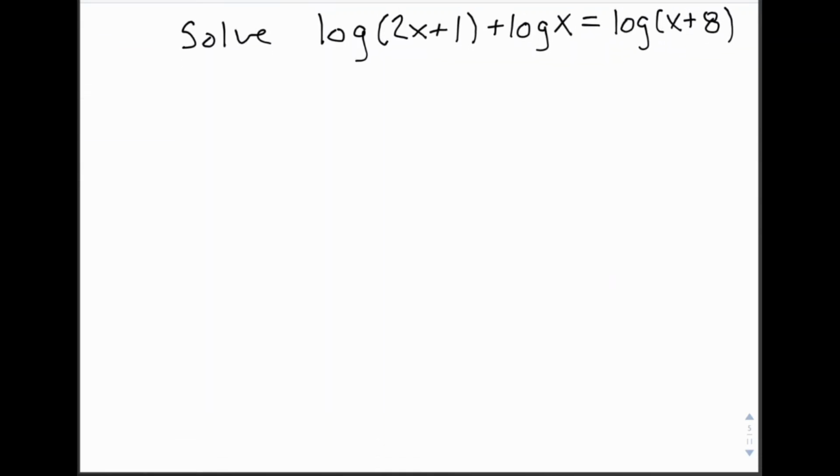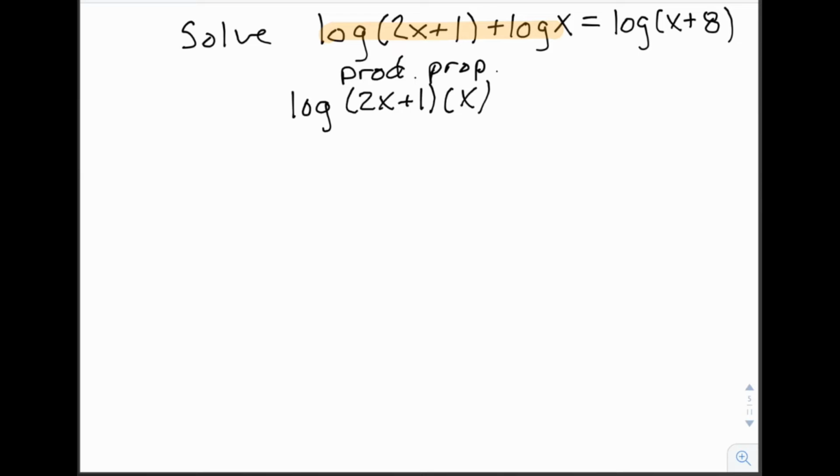We have log of 2x plus 1, and then finally plus log x, equal to log x plus 8. So the first thing we notice is that we have a plus here and we have our logs. So let's go ahead and try to use our product property to create something more useful here. With our product property, we can combine these. So that will be a log of 2x plus 1, and then we are going back to our form, so we can multiply it in that case.